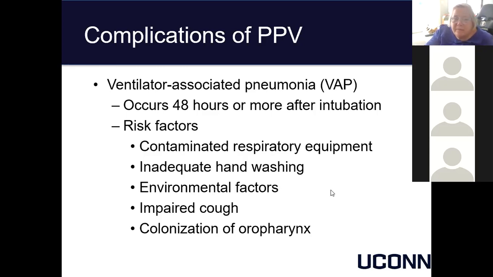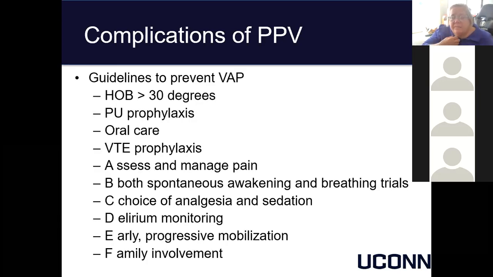So you worry about contamination, poor hand washing, the cough function that's decreased. And some of this comes through the actual intubation process itself. And if you can mitigate these factors, you prevent VAP through the process of intubation itself. But the longer that artificial airway is in, you still have risk of ventilator-associated pneumonia. So what do we do to prevent it?